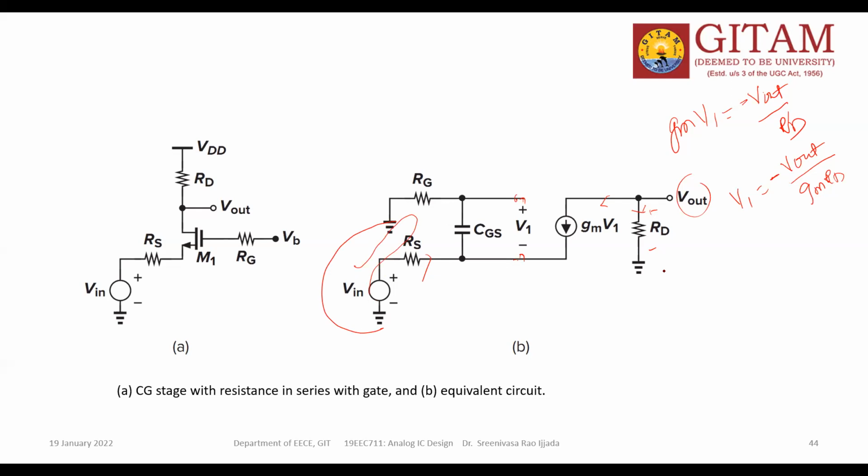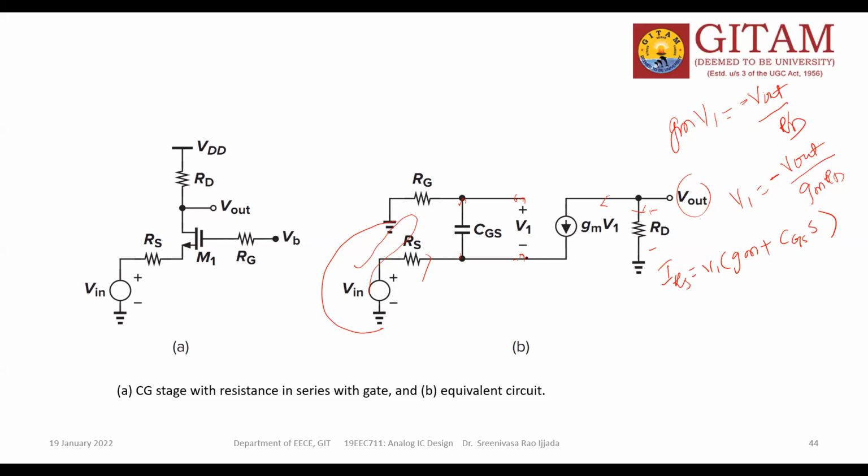Then IRS, the current through RS, is equal to... So this is V1. The voltage at this point is V1. And V1 is multiplied with gm plus CGS into s. This is okay. What is that one?